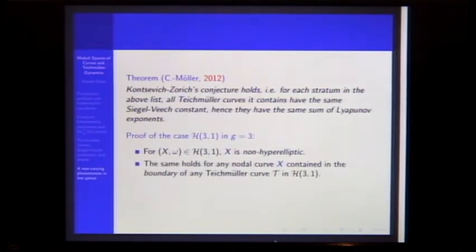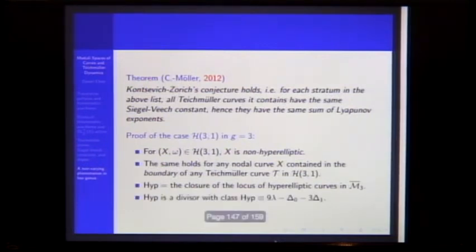Then, one other thing: so far the first line only works for a smooth curve. But if you track this curve X along the parameter family given by a Teichmüller curve to the boundary of the moduli space, actually you can extend this property to the boundary of any Teichmüller curve in this stratum. In other words, the Teichmüller curve is disjoint from the closure of the locus of hyperelliptic curves inside the moduli space M3 bar. Let's take the closure of the locus of hyperelliptic curves, denoted by Hyp. And luckily, this gives you a divisor, complex codimension 1 inside M3 bar, and you can compute its divisor class represented using the standard generators of the rational Picard group of M3 bar, that is the lambda class and the two boundary classes. That we know.